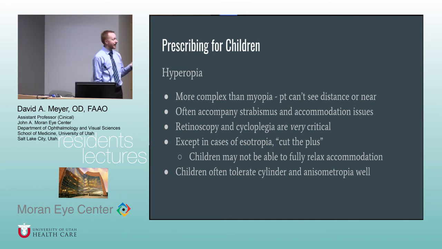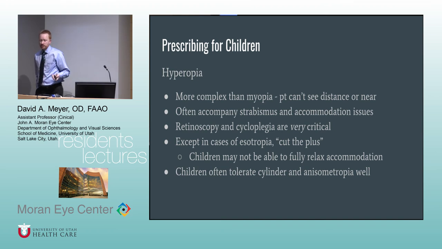Now, this is important, except in cases of esotropia, cut the plus, okay? So you'll have a kid, say 6 years old in first grade, he's been kind of complaining. You don't know if he's malingering or not, but you check the RX and he's a plus 1. But then you cycloplegia him and you're like, oh shoot, he's actually plus 5 in both of his eyes. At age 6, if they're a plus 5, you should probably prescribe something. But if he doesn't have esotropia or any sort of strabismus, then I'll always cut the plus. Because there's no way you're going to give that kid a plus 5 pair of glasses and he's going to tolerate it. He's just not.